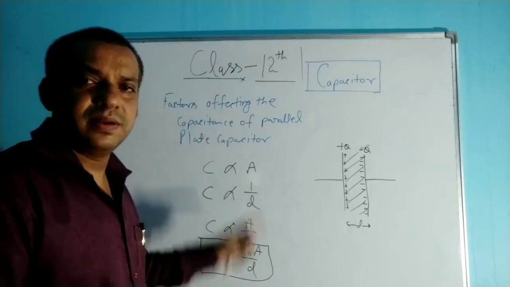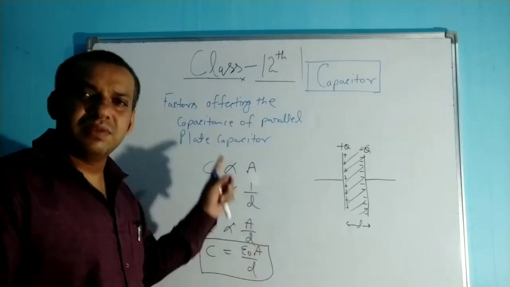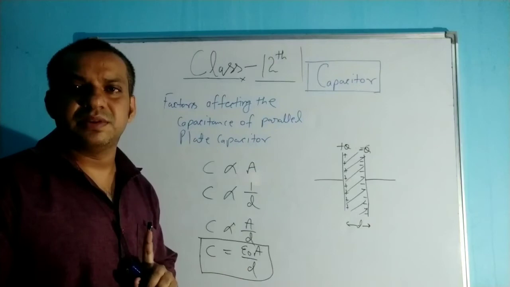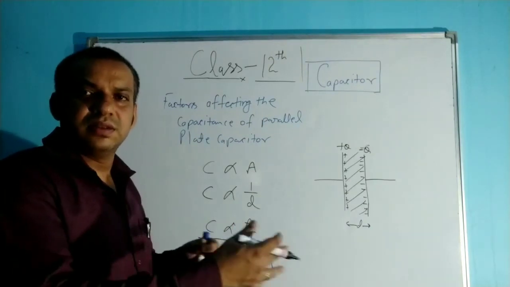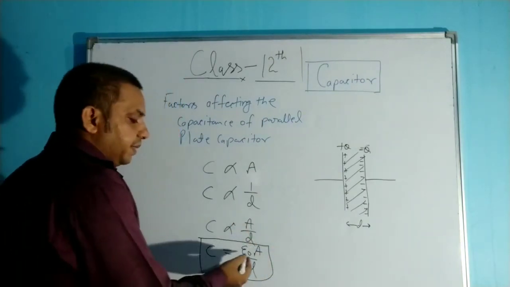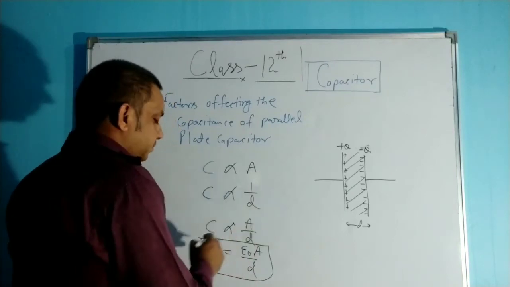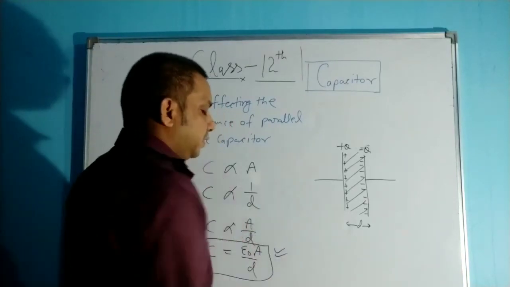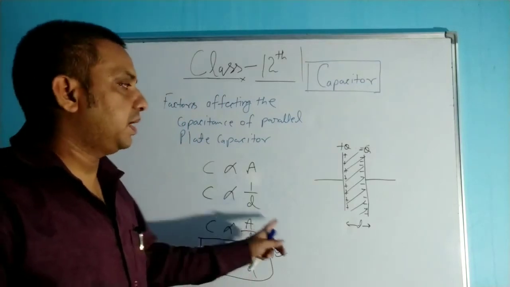I am giving you only the factors affecting it. I am not giving the derivation of the capacity of the parallel plate capacitor. Simply the relation. So here, epsilon naught A by D is the formula for the capacitance of the parallel plate capacitor.